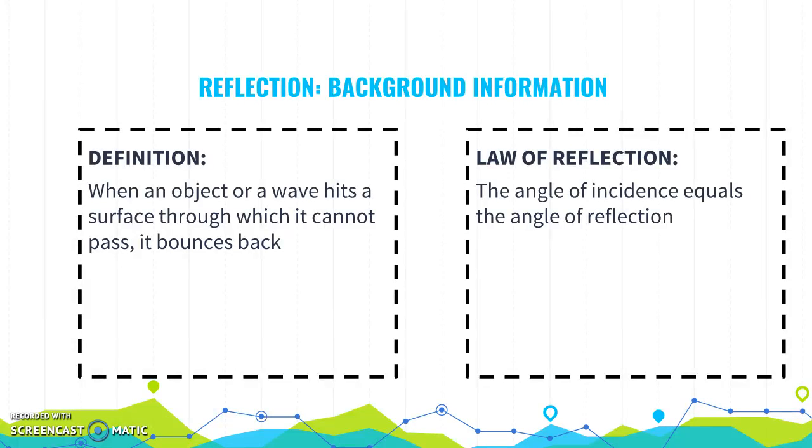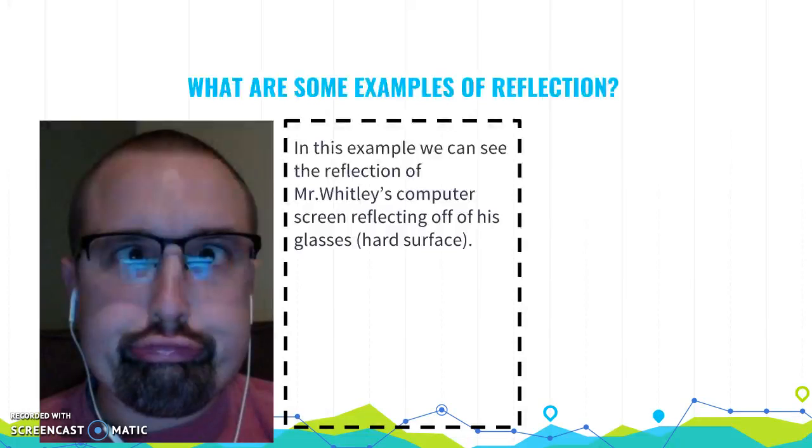Reflection. The definition of reflection is when an object or a wave hits a surface through which it cannot pass, it bounces back. There is also a law of reflection, which we will also study, and this is the angle of incidence equals the angle of reflection. We will actually do a lab on the law of reflection in the coming days.